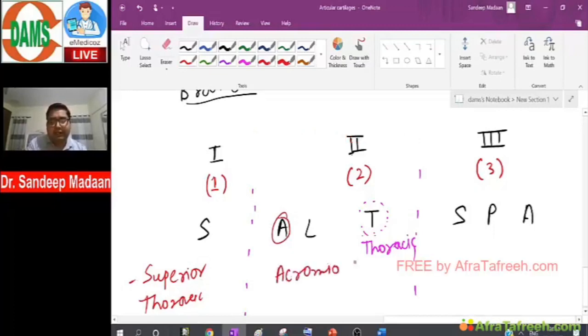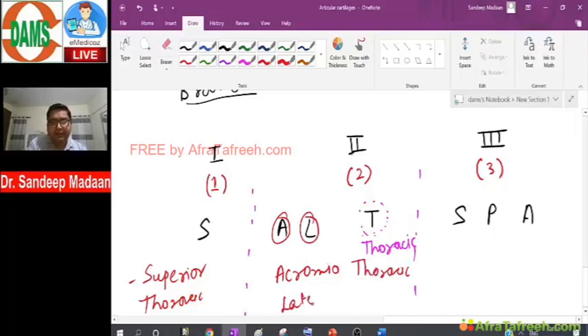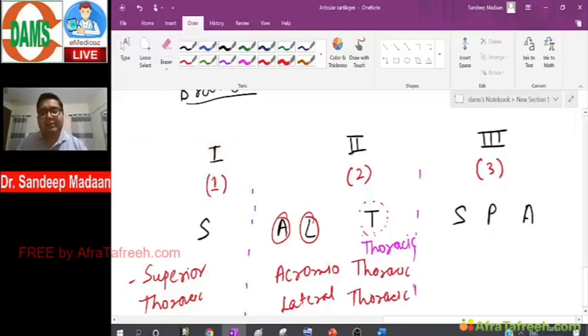Acromio. Add T. What is T? Thoracic. L means lateral. Add T. That is thoracic. So we can say this is the mnemonic which will help us remember the branches.